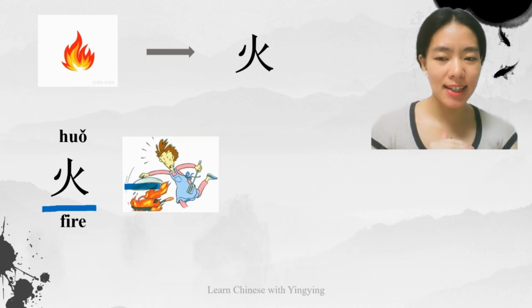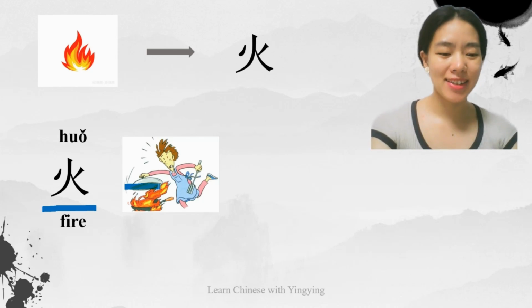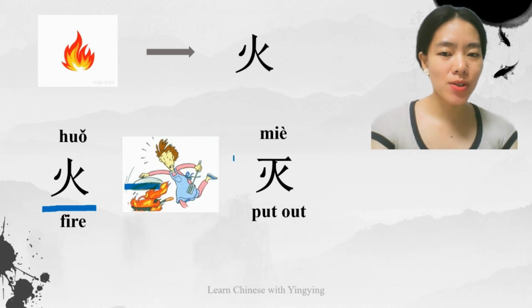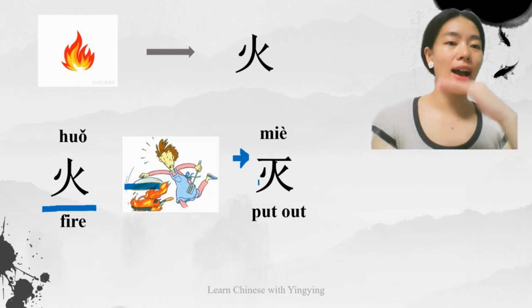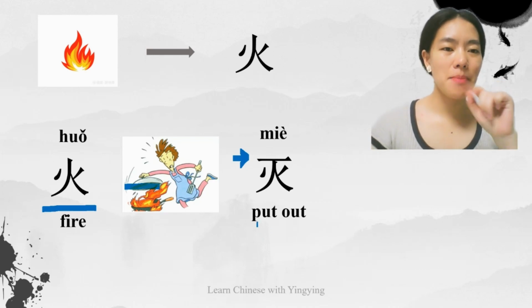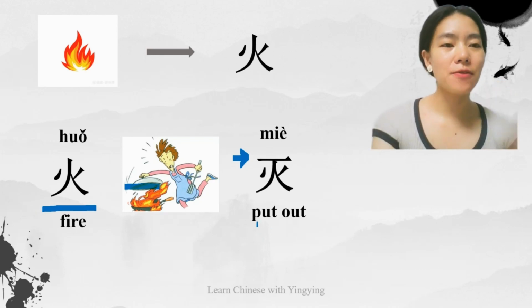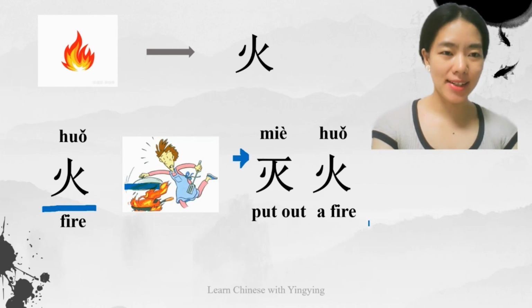Use a lid, use something to cover, to put out the fire. So do you see here, a line on top of the fire? It means you use something to cover it, so to put out the fire. So this word means put out, and the pronunciation of it is 灭, 灭. And a very common phrase is 灭火. It means put out a fire.